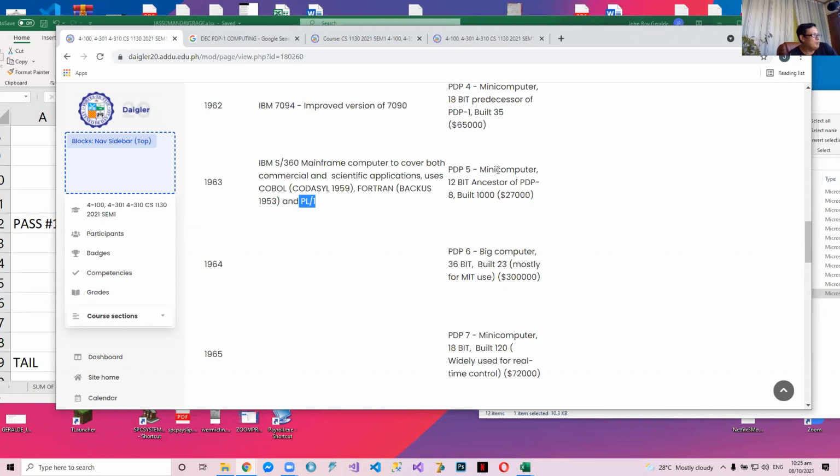Now, DEC produced the minicomputer, a 12-bit minicomputer, and sold a lot. They sold them very cheaply at 27,000, and they built and sold 1,000. So 1,000 times 27,000, that's still 27 million. Okay.